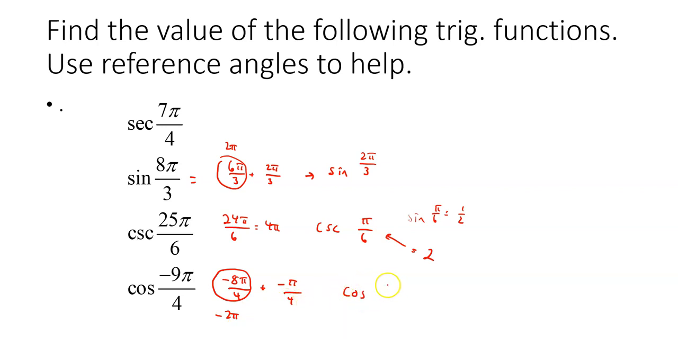So let's look at the cosine of negative pi over 4. Well, I'll bet you the cosine of negative pi over 4 is the same as the cosine of pi over 4 because they're both positive. So the cosine of pi over 4 is root 2 over 2. So is the cosine of negative pi over 4.